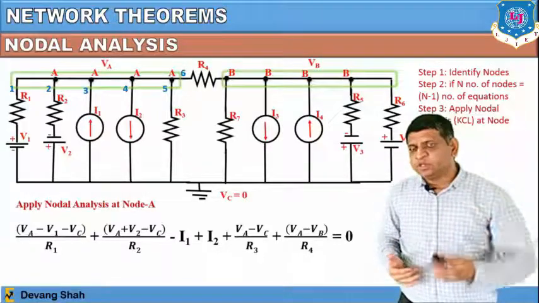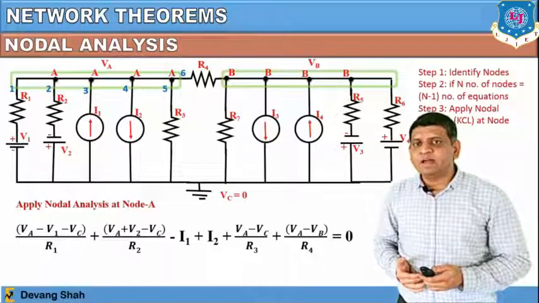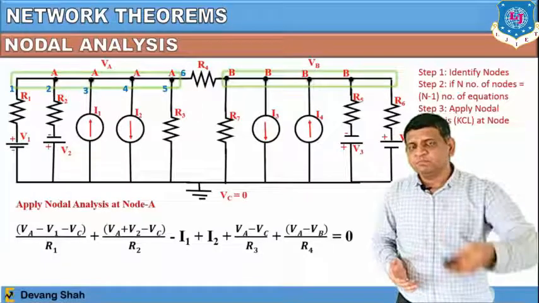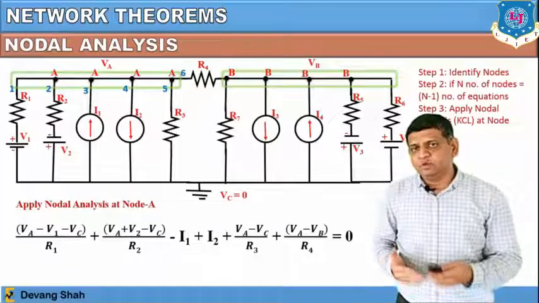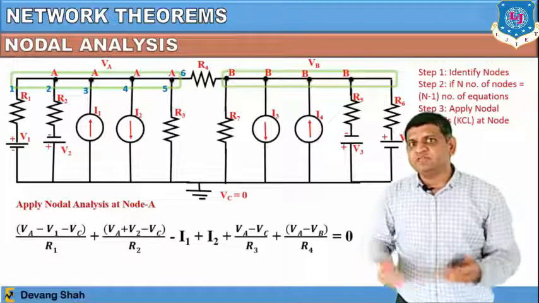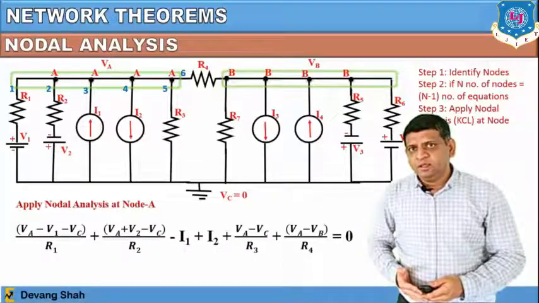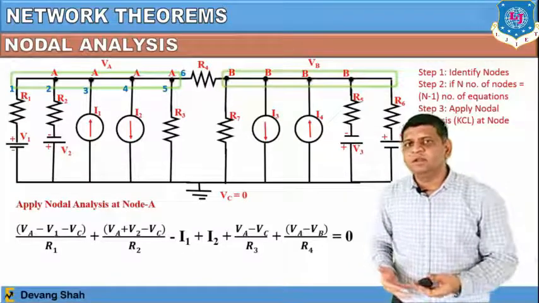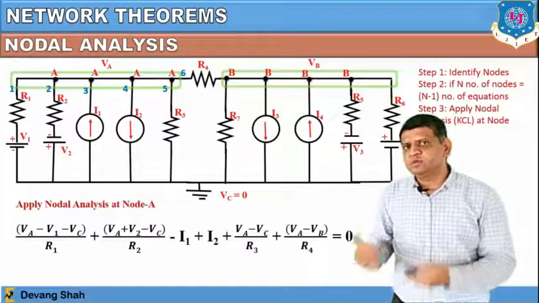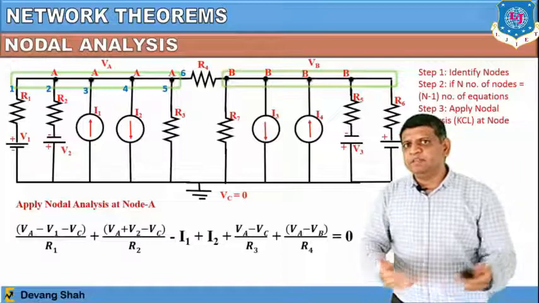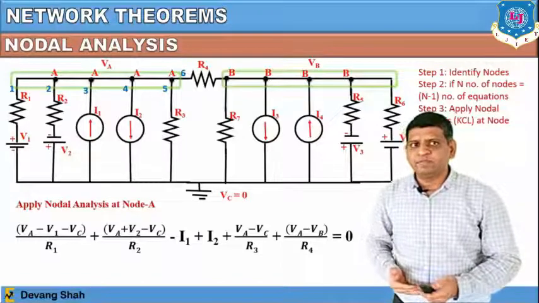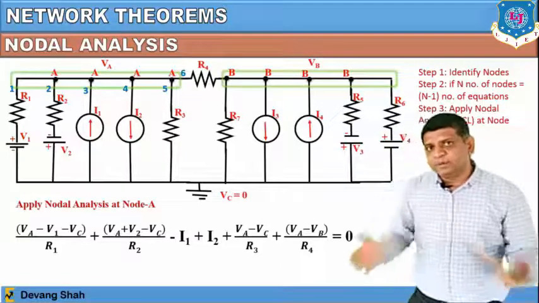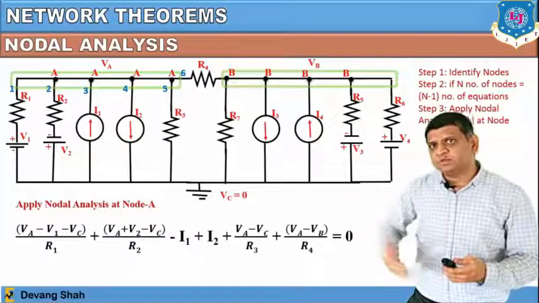Then plus, you can see branch number 5, where only R3 is connected, right. So, on the other end, there is only VC. So your term is VA minus VC divided by R3. And if you observe branch number 6, on the other side you have node B. So this would be VA minus VB divided by R4, and that is equal to 0. So the complete equation you can observe again branch wise one by one.